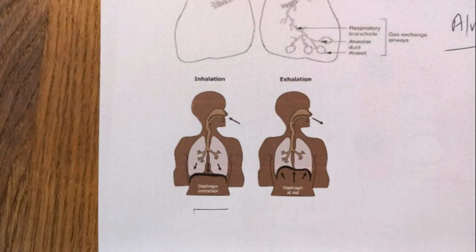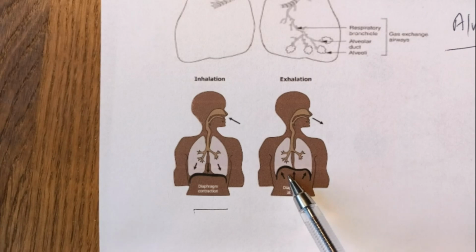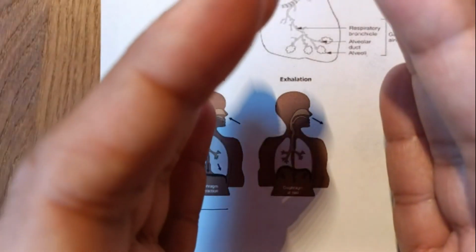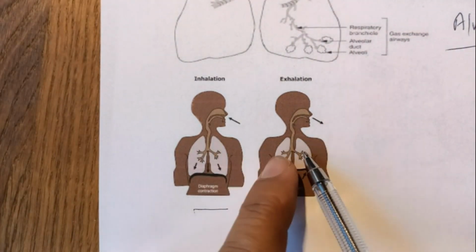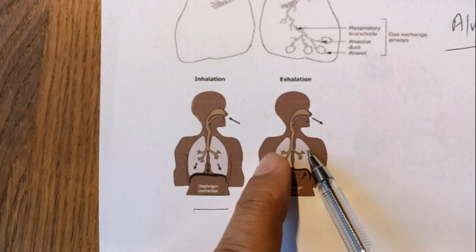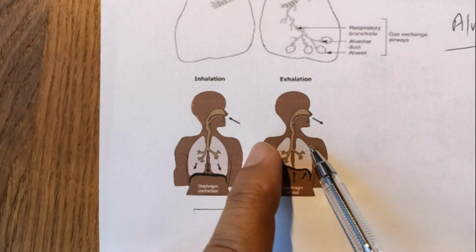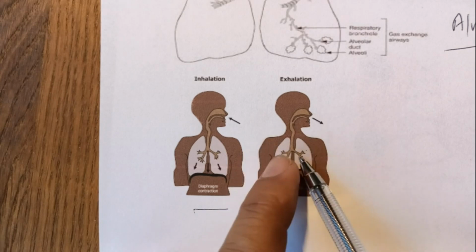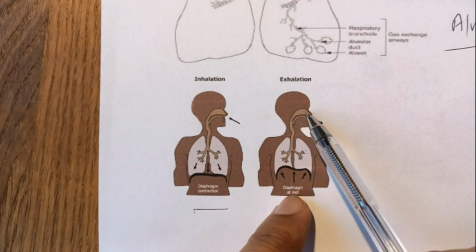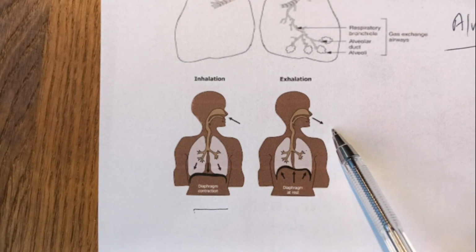And when we expire, then the diaphragm relaxes and the chest cavity collapses. So it becomes narrow, it becomes smaller in size, and this recoil, this collapse of the lungs, causes air to be pushed out through the airways and goes out.